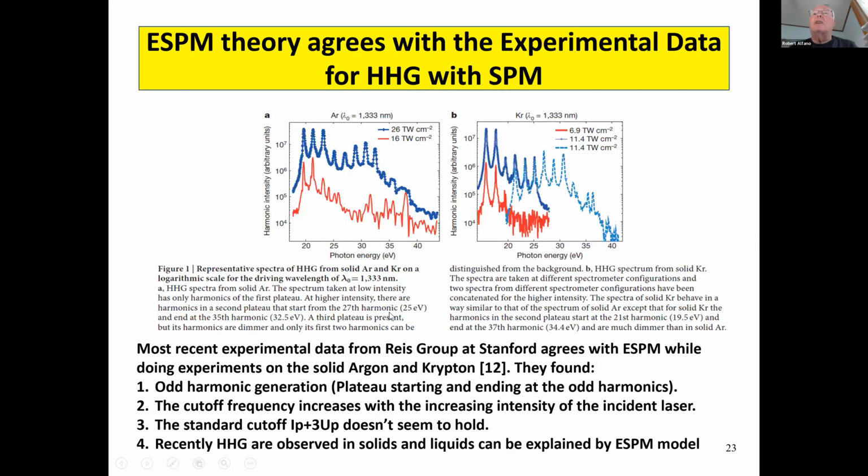These are some experiments done by Reis's group in solid argon and krypton. He sees the characteristic odd harmonics for 26 terawatts per square centimeter or 16 terawatts. So this is in argon, and he also did it in solids. The Reis group from Stanford suggested that there's a theory needed for odd harmonic generation in solids and liquids, and so this electromagnetic model theory is critical for the Kerr effect that gives rise to the odd harmonic generation in materials.